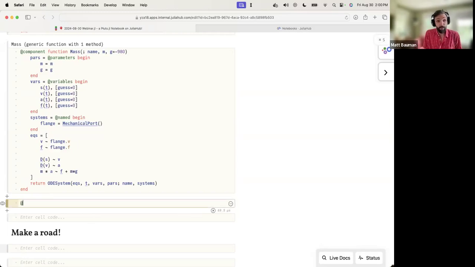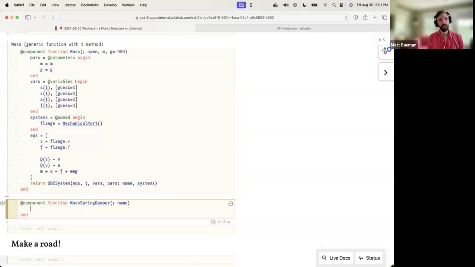And what is the combination of all these things? Well, it's itself a component, right? A mass spring damper is a component. Components are functions like this. And in this case, we'll just know about its name. We'll worry about all the parameters and its definition. Now we're actually going to do something real here. We're going to take some mass, connect it to a spring, connect it to a damper.